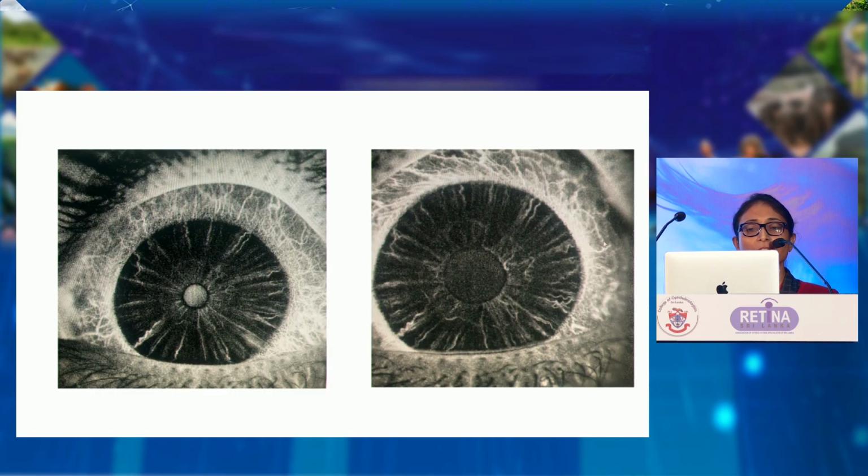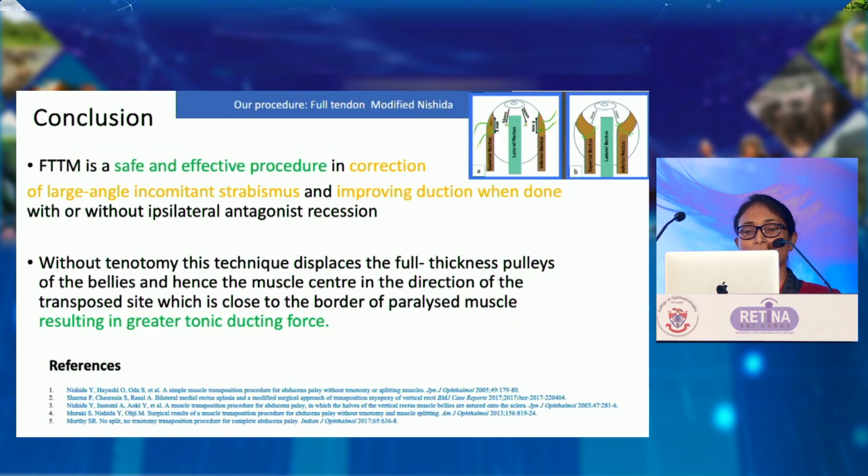We didn't have any anterior segment ischemia in any of our patients, which we checked with the ICGA. To conclude, this full tendon modified Nishida is a safe and effective procedure in correcting large angle incomitant strabismus and improving ductions when done with or without ipsilateral antagonist recession. Without tenotomy, this technique displaces the full thickness pulleys of the bellies and hence the muscle center in the direction of the transposed side, which is close to the border of the paralyzed muscle, resulting in greater tonic ducting force.